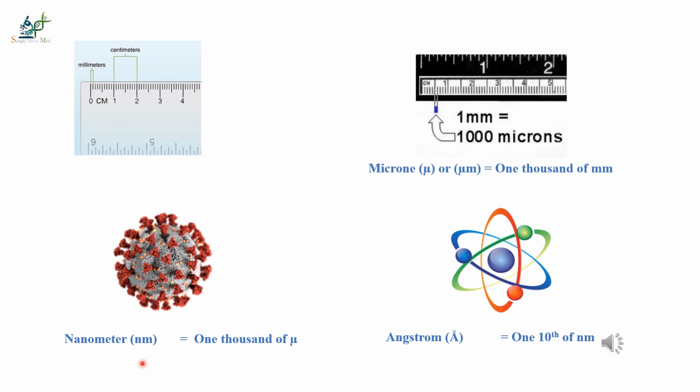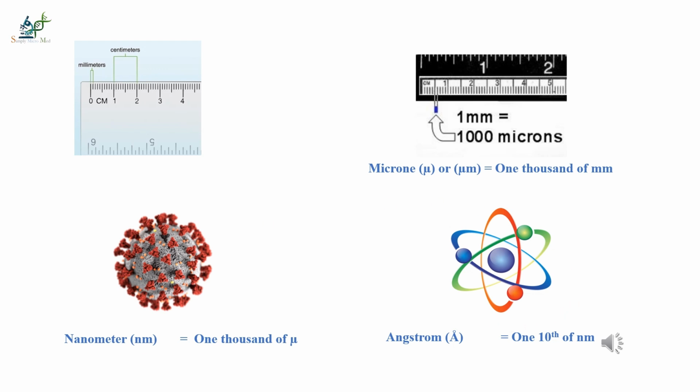Next, the nanometer is equal to 1/1000 of a micron. That means we will take 1 micron and equally divide it into 1000 parts. One of those parts will be equal to 1 nanometer. And most of the viruses, not only most, all the viruses are measured in nanometer. At last, the angstrom.